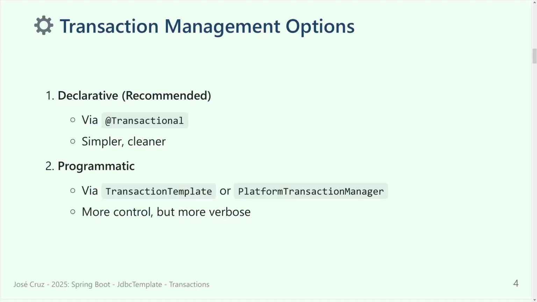For instance, transaction management options. How can we use transactions in Spring Boot? We have 2 ways. One is using the annotation Transactional. It's the recommended way. It's called declarative because we declare the annotation on a method. And there is also the programmatic way when we need finer control. And for that, you can use something like TransactionTemplate or PlatformTransactionManager. Both of them are used. In our example that we'll have in a moment in our code walkthrough, I will show you the declarative and the programmatic way.